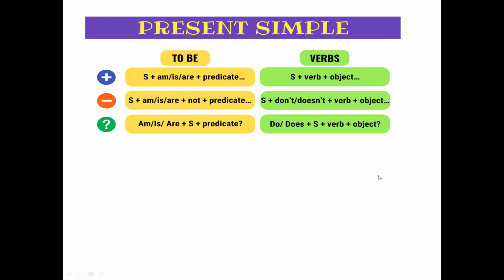In case of a negative sentence, in simple present we use don't or doesn't along with the verb. But the point to note is that whenever the subject is singular, we use doesn't. And whenever we are using does in a sentence, we don't add s or es with the verb, right? And if our subject is plural, then we will use don't in the sentence.